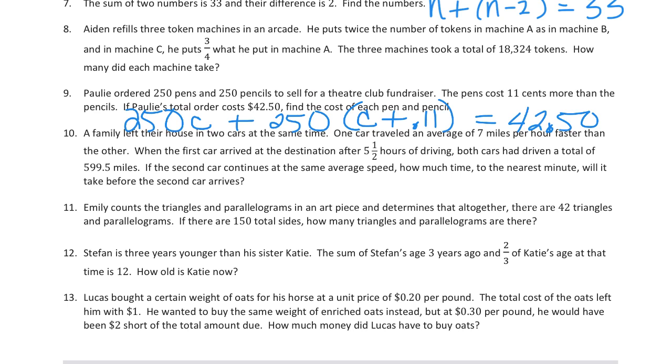Alright, so if T is the number of triangles, then there are 42 of those altogether. So 42 minus t is the number of parallelograms.